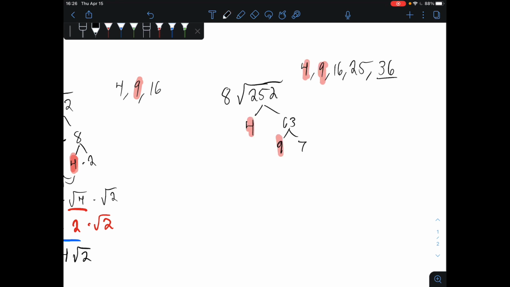And let's go ahead and rewrite this. So we have 8 times square root of 4 times square root of 9 times square root of 7. Well, our 4 and 9 will simplify down to 2 times 3. And then we have 8 out here tailing along with us, as well as square root of 7. Well, 2 times 3 is 6, times 8 is going to be 48 square root of 7.